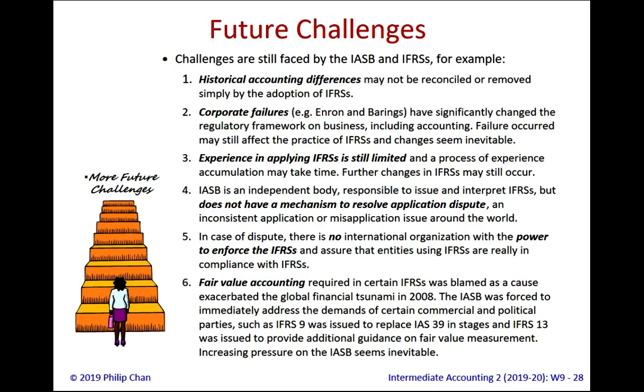And the IASB was forced to immediately address the demands of certain commercial and political parties. IFRS 9, or Hong Kong FRS 9, for financial instruments was issued to replace the old standard IAS 39 in stages. And then IFRS 13, the one that you've learned today, with Hong Kong FRS 13 as the equivalent, was issued to provide additional guidance on fair value measurement. That means we are having a lot of pressure on the IASB. So that seems to be inevitable.